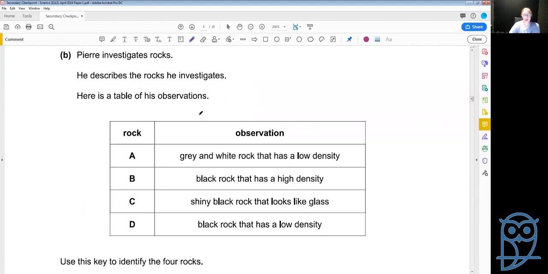Question B says, Pierre investigates rocks. He describes the rocks he investigates and he has a table of observations. So rock A is a gray and white rock that has a low density. Rock B is a black rock that has a high density. Rock C is a shiny black rock that looks like glass. And rock D is a black rock that has a low density. So we have two rocks with low densities, this one and this one. And then we have something with a high density and something that looks like glass.